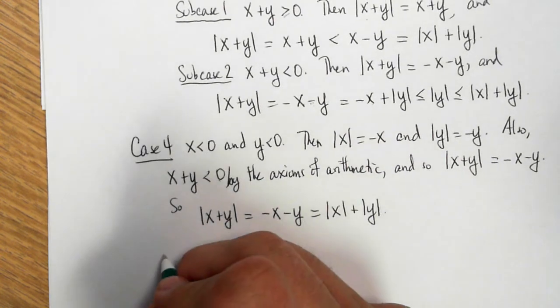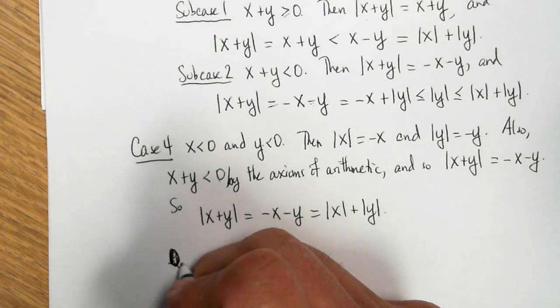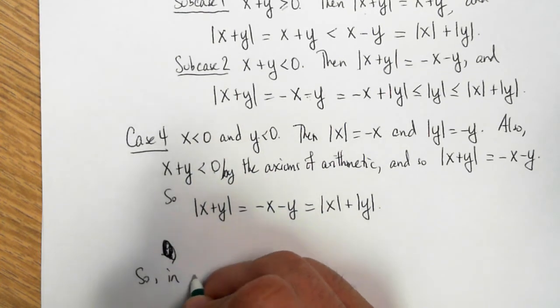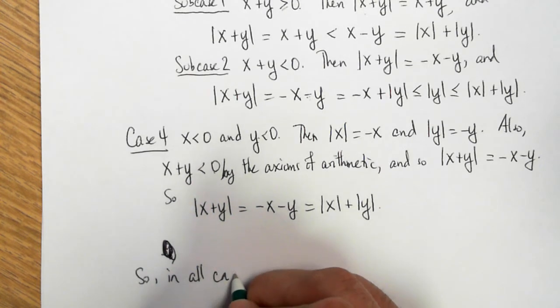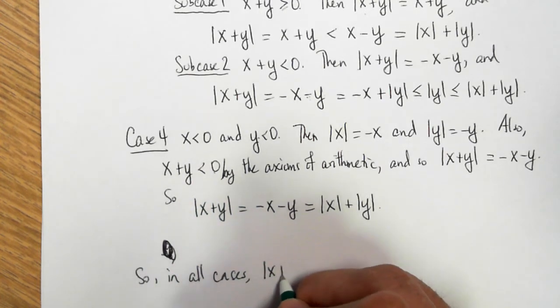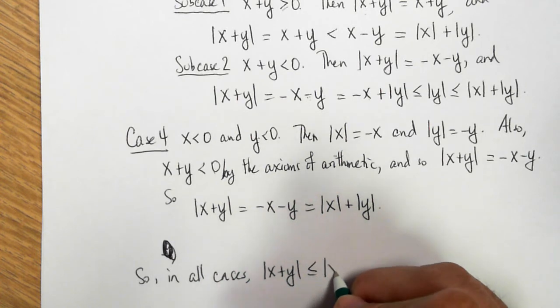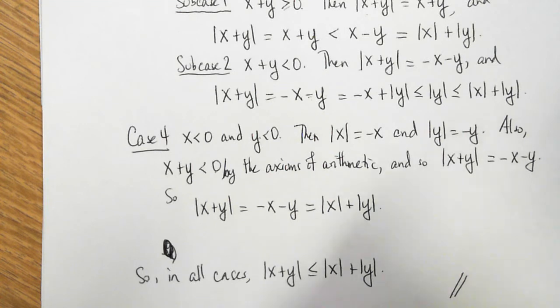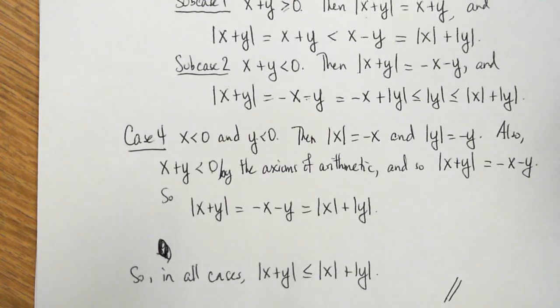So in all cases, I probably should line this up with the C in cases. So in all cases, absolute value of x plus y is less than or equal to the absolute value of x plus the absolute value of y, and that's the end of the proof. I believe our textbook has a somewhat shorter proof of the triangle inequality. I like this method as a way of illustrating proof by cases, and a proof by cases actually might have subcases as appropriate.